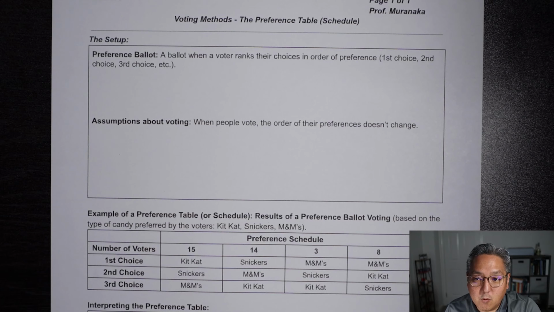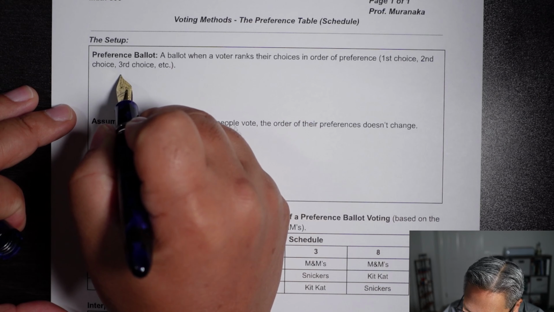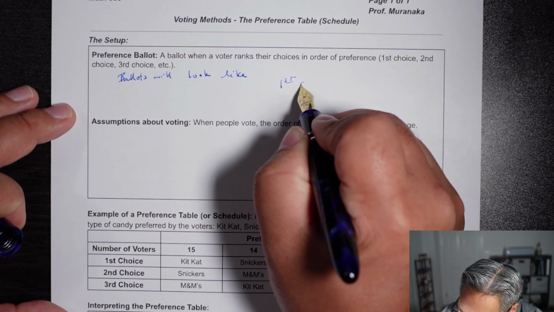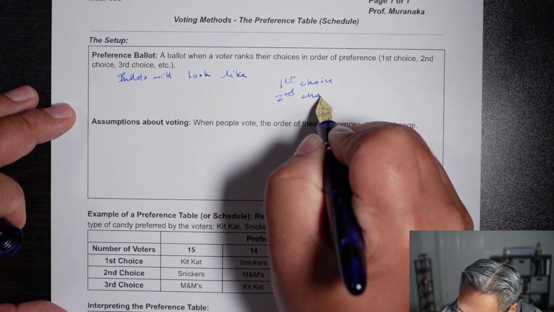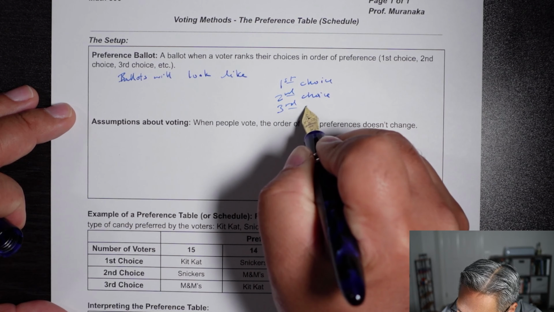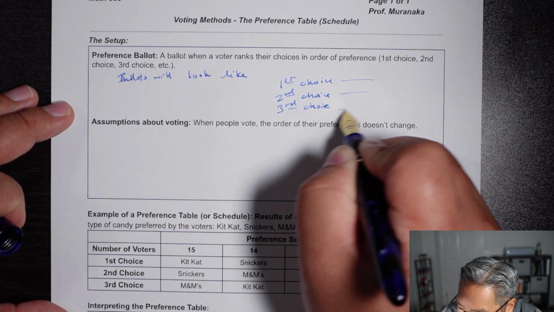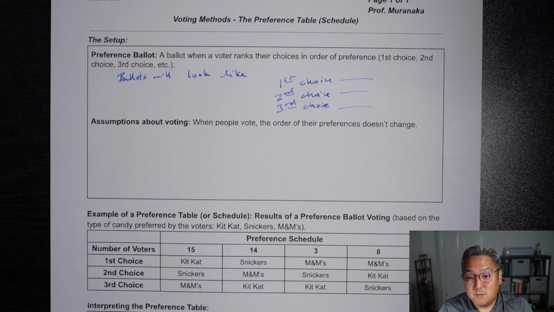So a couple of things here. I just want to make a note of this. Ballots will look like first choice, second choice, third choice, or more, right? And people will list the names of their top ranked choices. But I want to make an assumption here about our choices, okay? So when people vote, the order of their preferences doesn't change.